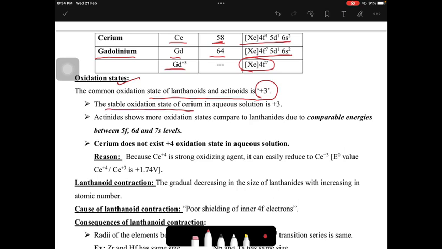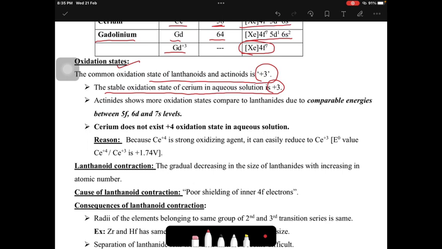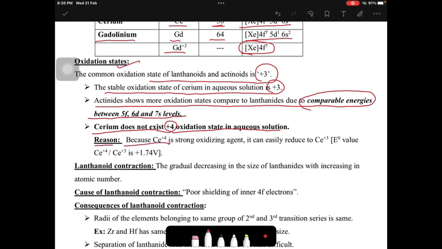The stable oxidation state of cerium in aqueous solution is plus 3. Actinides show more oxidation states compared to lanthanides due to comparable energies between 5f, 6d and 7s levels. Cerium does not exist in plus 4 oxidation state in aqueous solution. Reason: cerium plus 4 is a strong oxidizing agent, so it can easily be reduced to Ce3 plus.